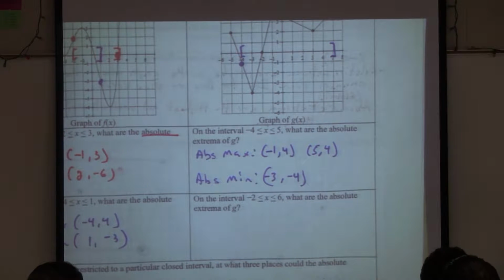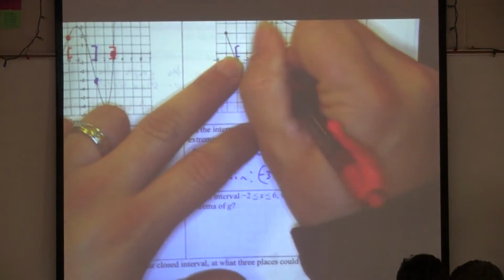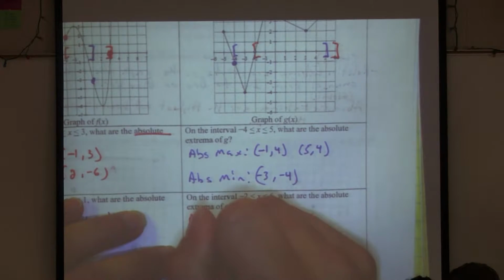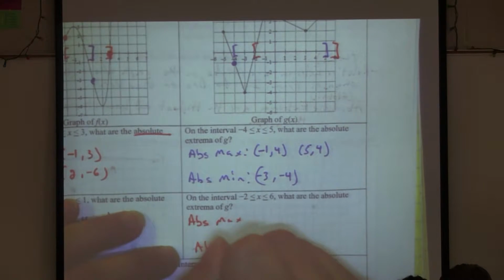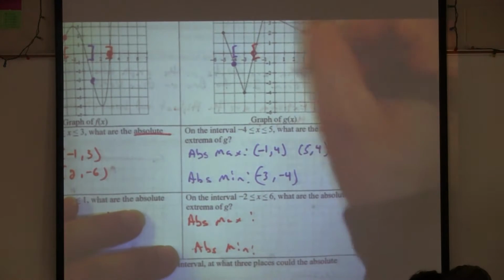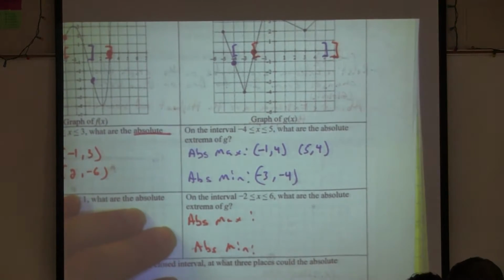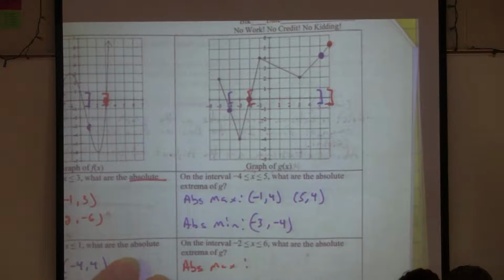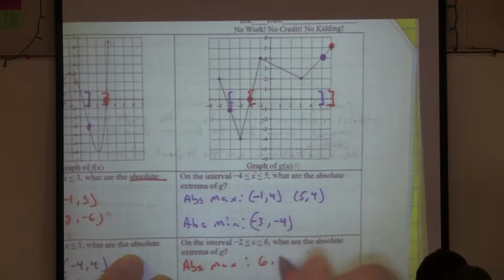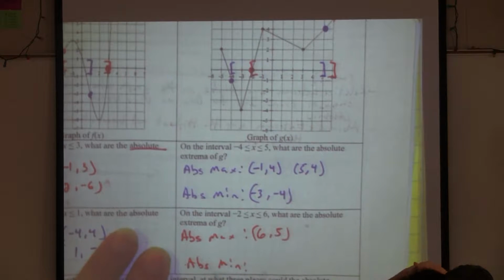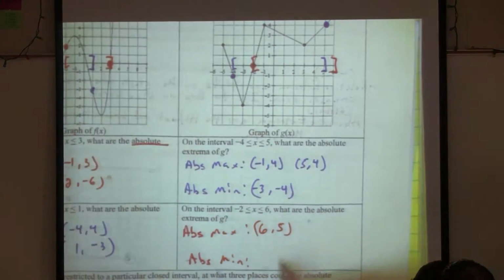What is the next one asking for? Between where and where? Negative 2 and 6. Let's do it quick. So what would be my absolute max and my absolute min? Where are my values at? 0. And over here we're at what? 5? My absolute maximum would be what? 6, 5. And what would my absolute min be? Negative 2, 0. That's the lowest in that interval. Beautiful.